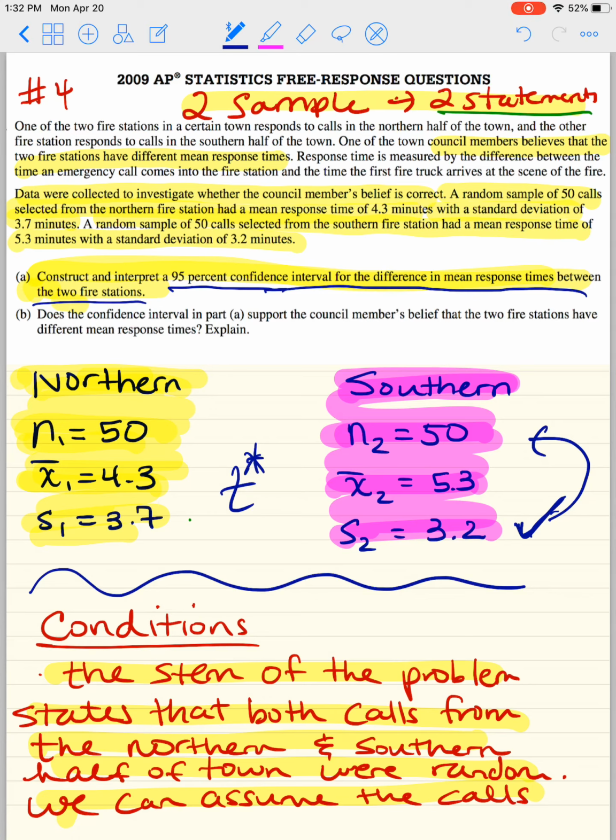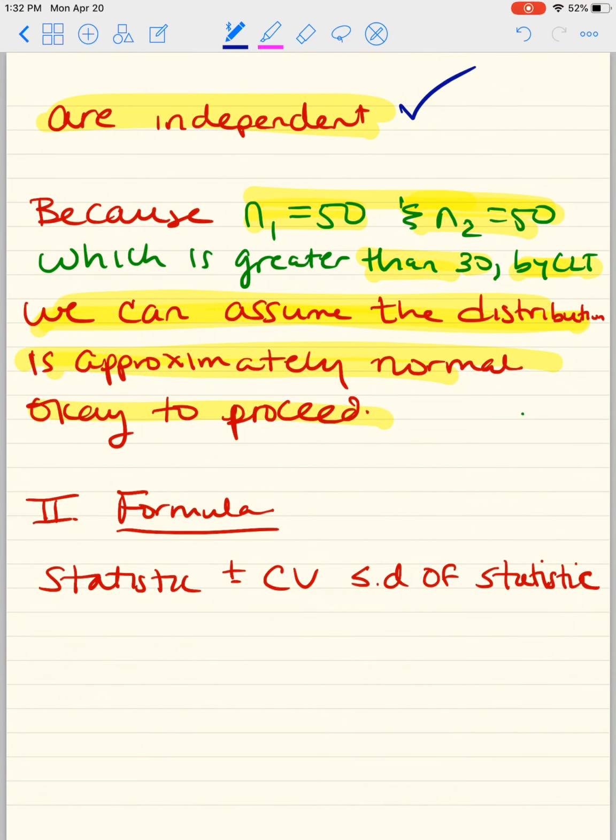First, we know that all confidence intervals require 3 steps: conditions, formulas, interpretation. So the conditions, there's always 2 of them. The first one is, the stem of the problem states that both calls from the northern and southern half of town were random, and then we can assume that the calls are independent. It tells us again another random sample, and you have to assume that it's independent from one another. In other words, not both of them responded to the fire at the same time, and so on. So that's your first condition.